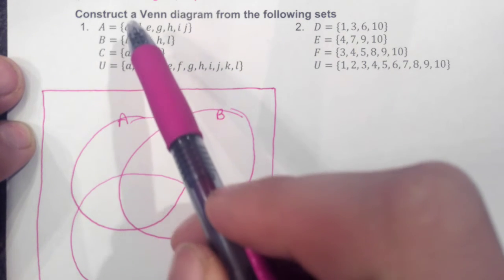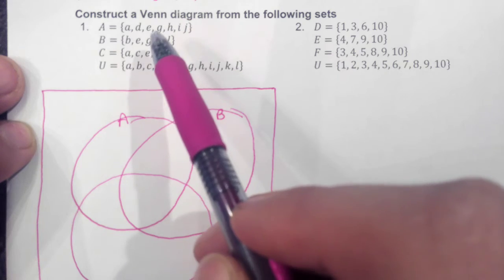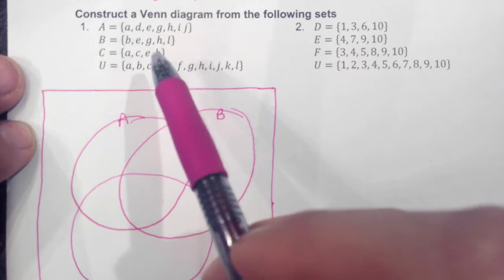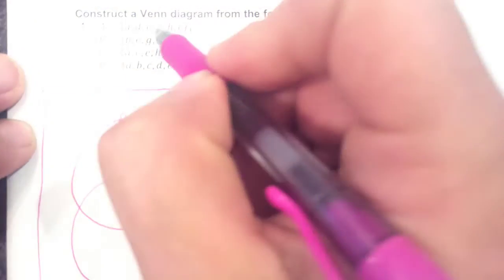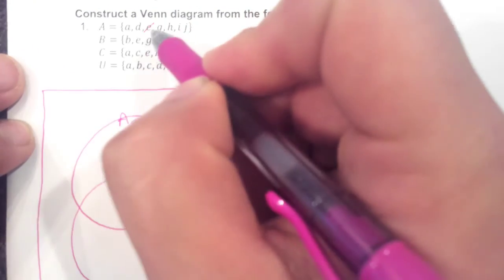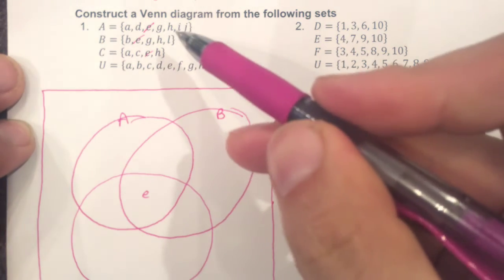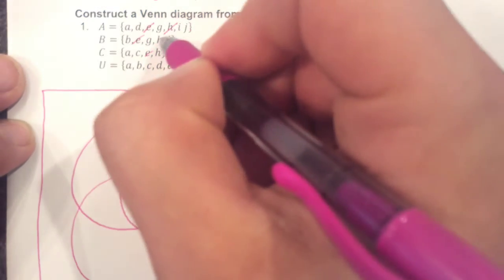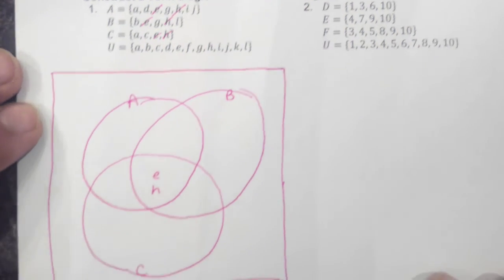I see A is in those two, but not in B. B is not in all three. C, I see E is in all three. And so I'm going to cross those out. E is in all three. And looks like H is in all three, right? So cross those out. So E and H go right there in the very, very middle.